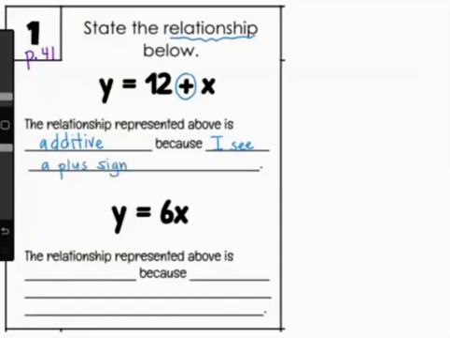Okay, and then on the bottom one, we see y equals 6x. And remember, when the 6 is right next to the x, that means multiplication. So we would say that this relationship is multiplicative. And I would say something about because x is being multiplied by 6. On the last one, I could have said something about x is being added to 12 or something like that. Any way that makes me know that you know that one is adding and one is multiplying.